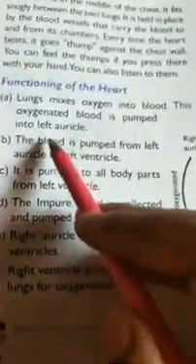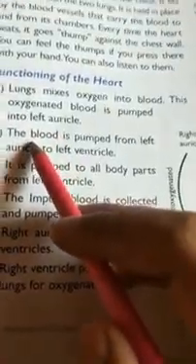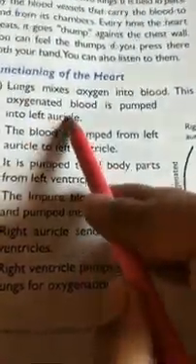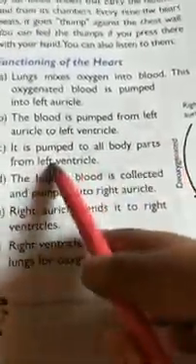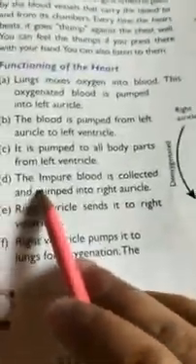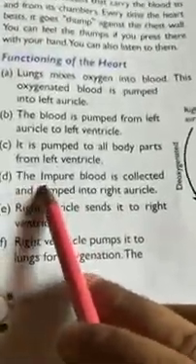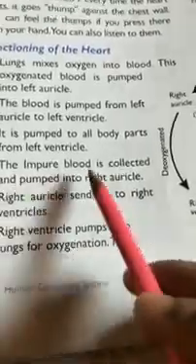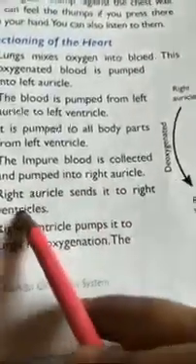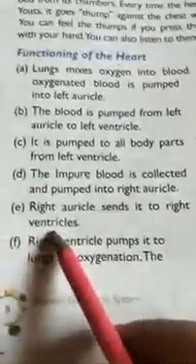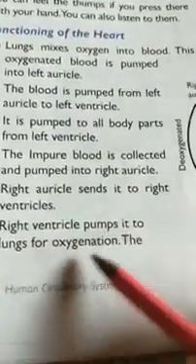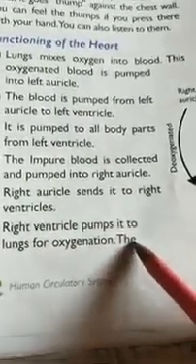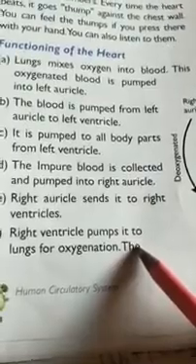The second point is explained too. The blood is pumped from the left auricle to the left ventricle. It is pumped to the whole body parts from the left ventricle. This much I have explained. Now come to points D, E and F. The impure blood is collected and pumped into the right auricle. The right auricle sends it into the right ventricle. The right ventricle pumps it into the lungs for oxygenation. The entire cycle repeats itself.